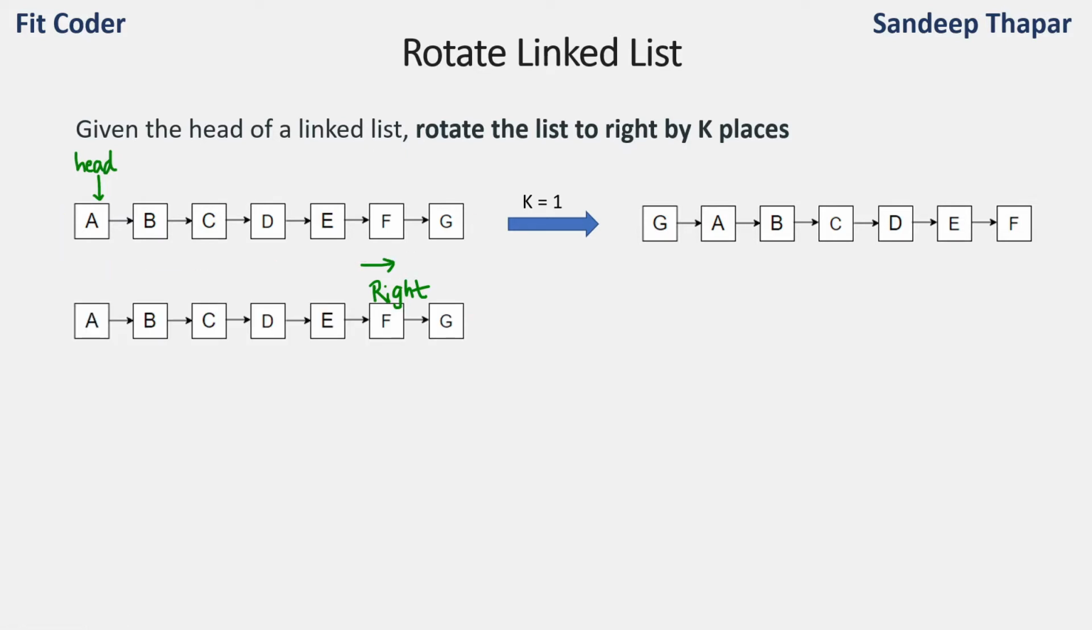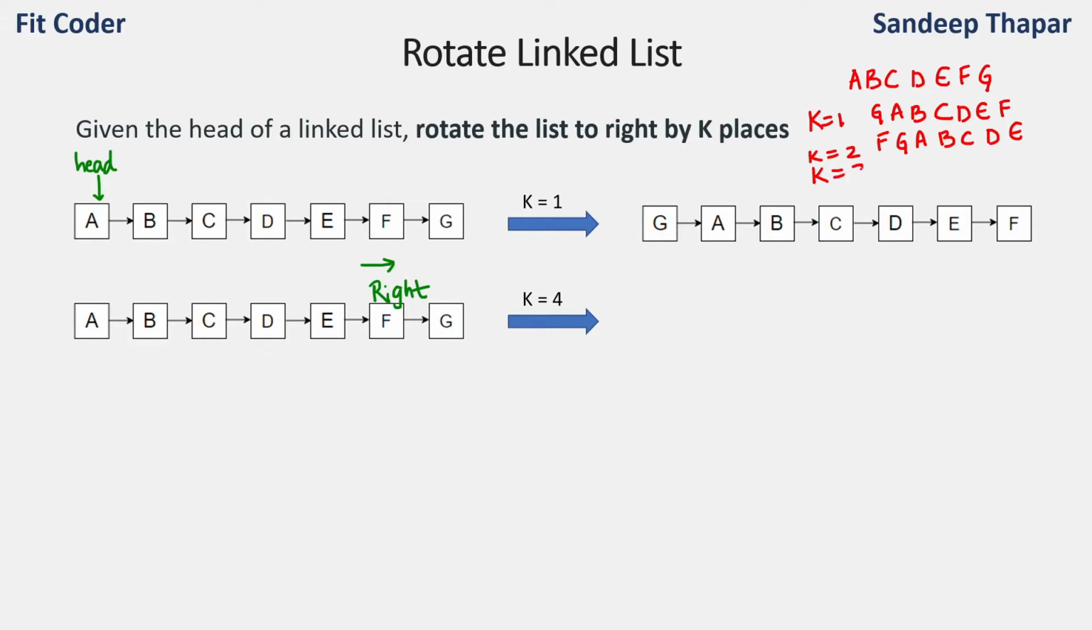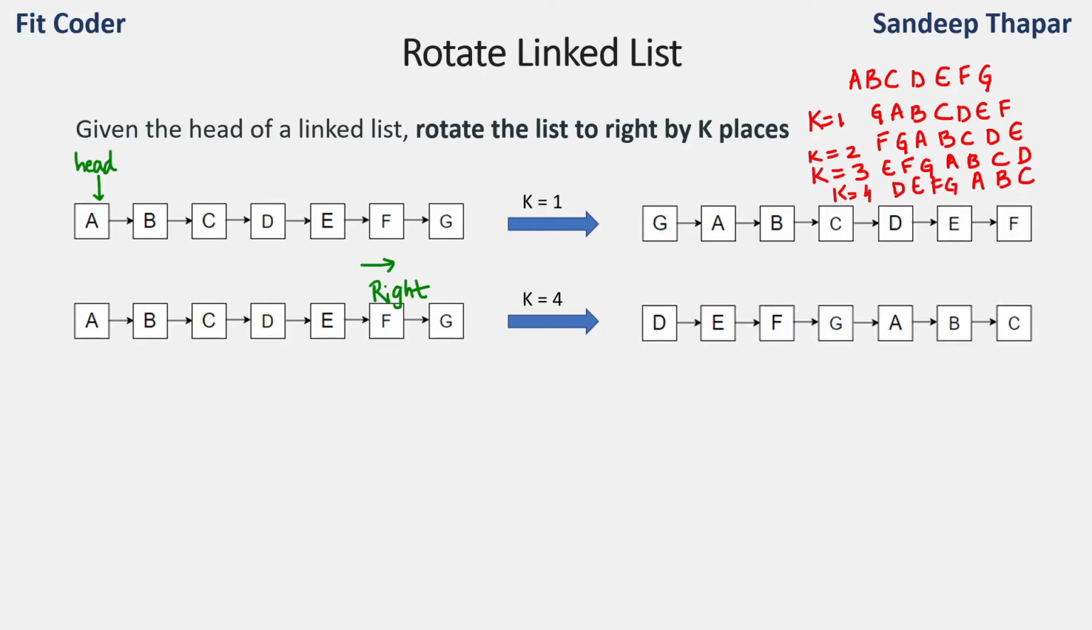Let's take one more example. So now we need to rotate the linked list to the right by 4 places. So k is 4 here. For k equal to 1, G will come first and the linked list will be G A B C D E F. For k equal to 2, F will come, then F G A B C D E. For k equal to 3, E will come at head, and for k equal to 4, D will come at head. So the output for this will be D E F G A B C.